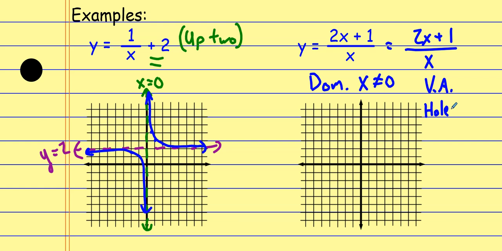If I look at the second equation I wrote, the domain restriction of x equals 0 is still there. It has not been removed. So that's my vertical asymptote. The hole in the graph comes from any domain restriction that got canceled out. But since nothing canceled out, I don't have any hole in the graph. So now I have to look at horizontal or oblique asymptotes.